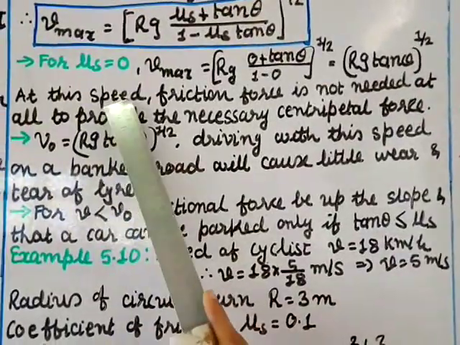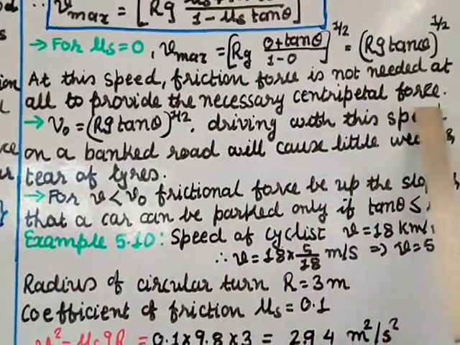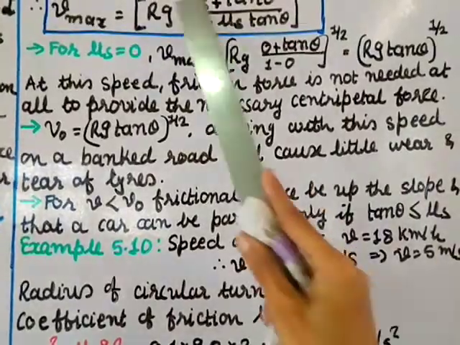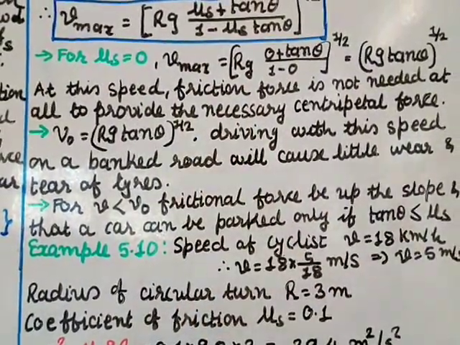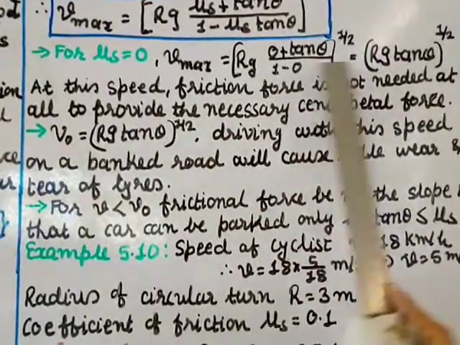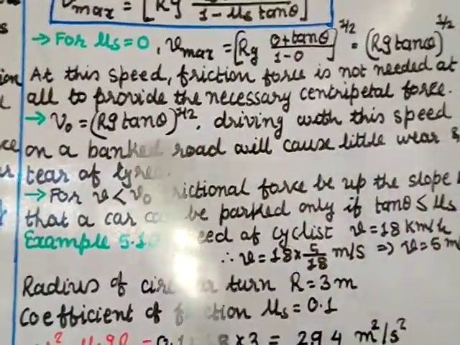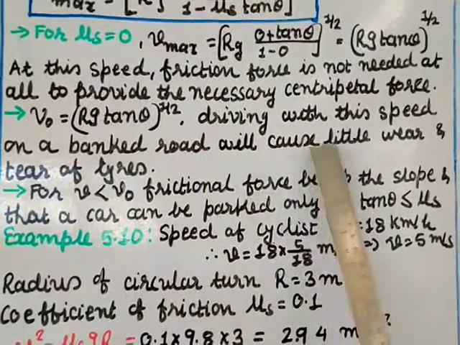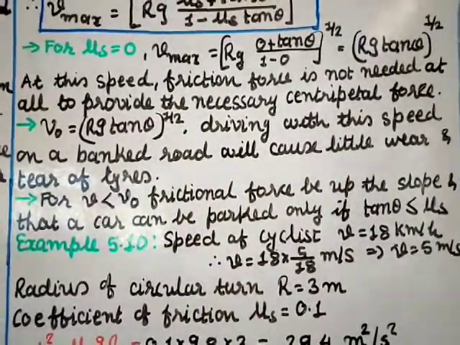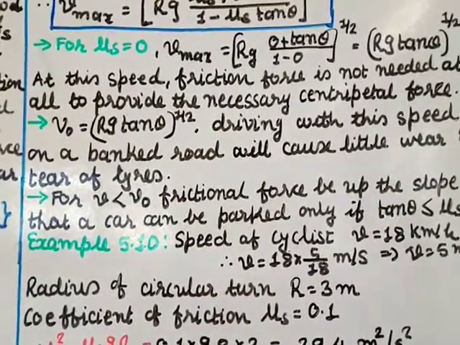So at this speed, friction force is not needed at all to provide the necessary centripetal force. We know that mu s gives you the friction force, so if you take mu s as 0, that means we are not considering friction force at all. This we call V naught, equal to [rg tan theta] power 1 by 2. Driving with this speed on a banked road will cause little wear and tear of the tires. So if friction is made 0, the wear and tear of the tires will be very little.